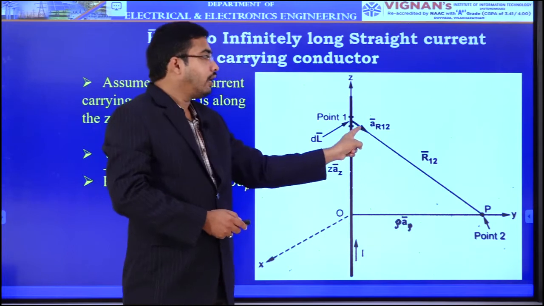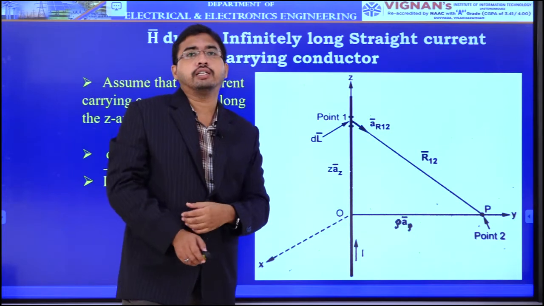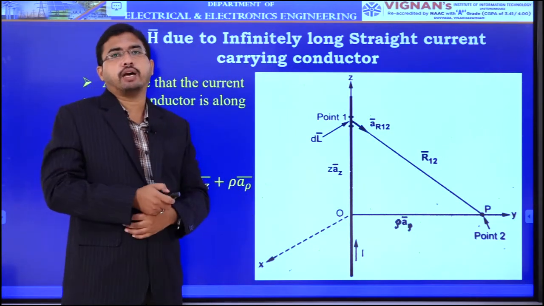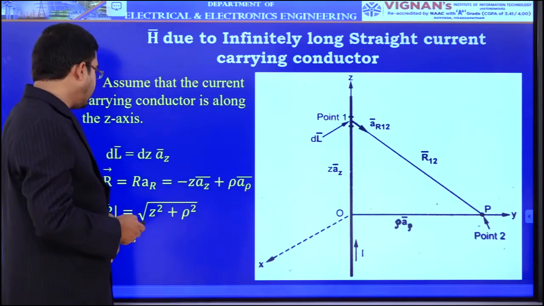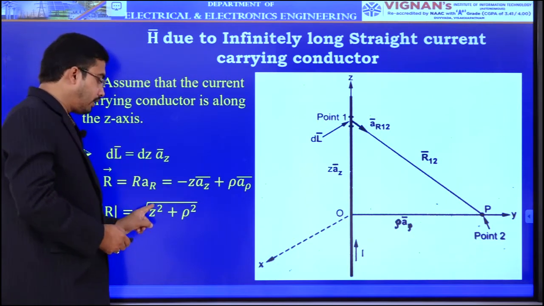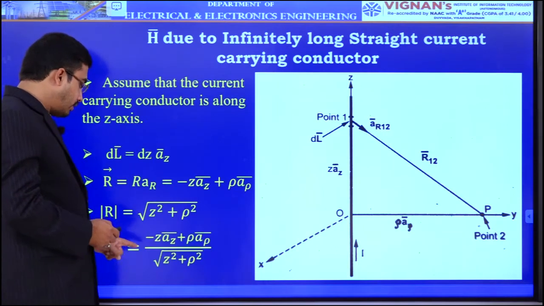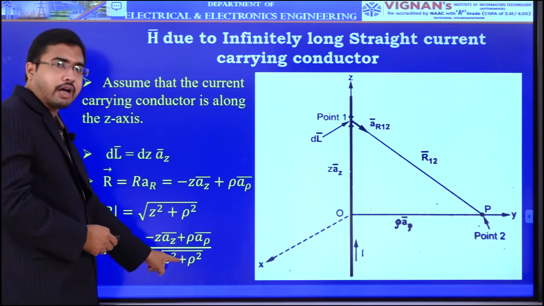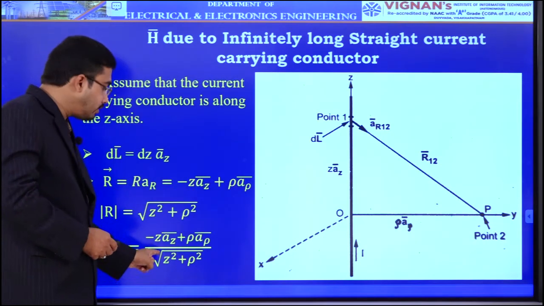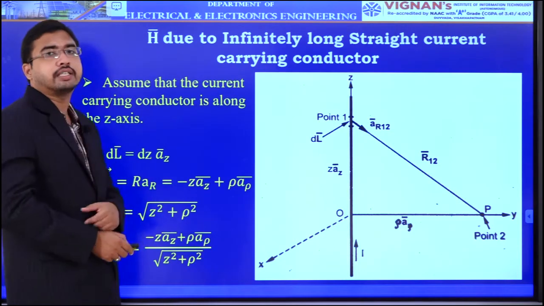Now, how to find the unit vector AR12? We already know that unit vector AR is equal to R bar by mod R bar. The magnitude of this vector will be root over z square plus rho square; we are just finding the magnitude for this. And what is the unit vector? R bar by mod R bar. R bar is minus z az plus rho a rho, and mod R bar is root over z square plus rho square. So this is the unit vector representation.